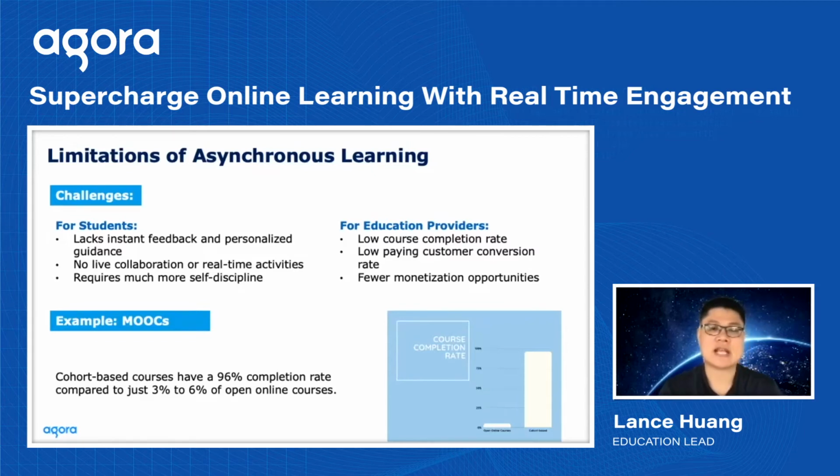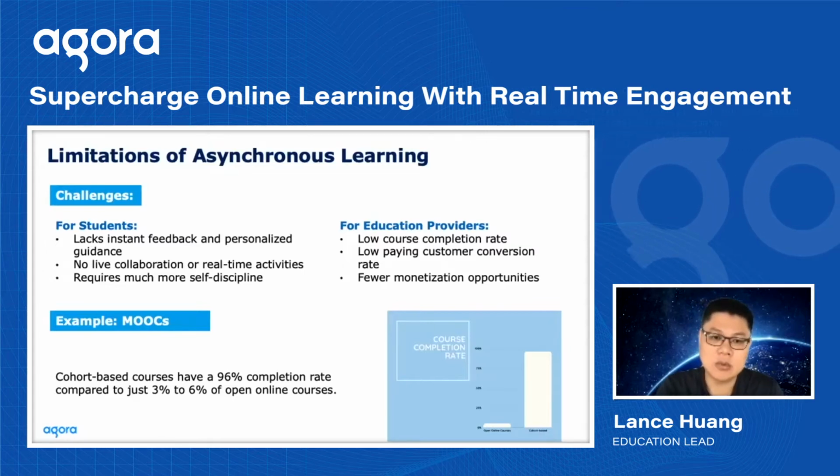And this is what is actually making some of the education providers very frustrated because they see a lack of student engagement and a low course completion rate. It also has business impact, especially for commercial providers, as they see a low paying customer conversion rate and also retention. It hurts business, especially for those who offer learning as a subscription model.